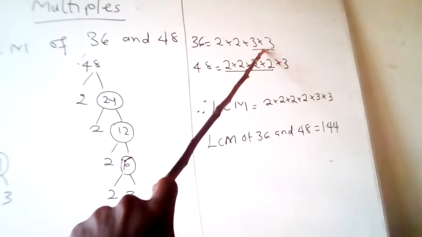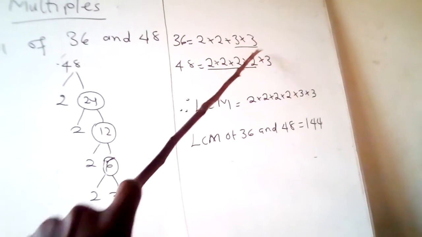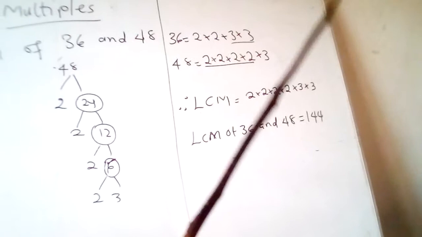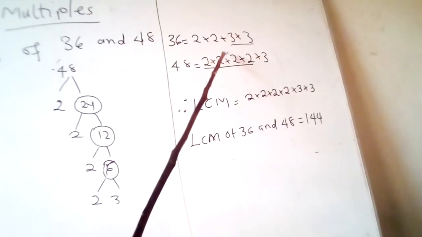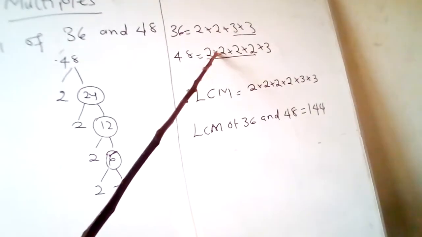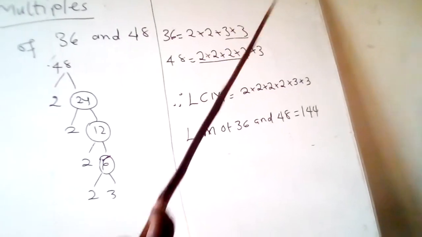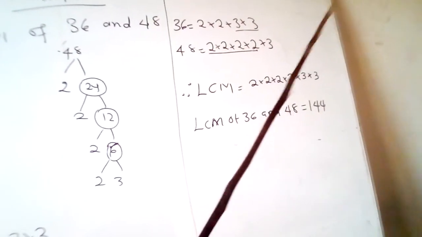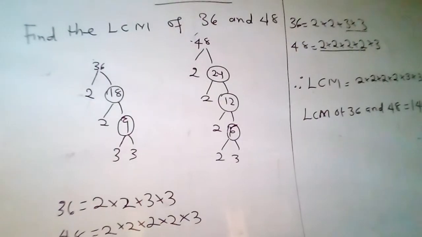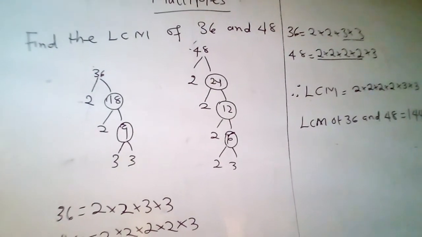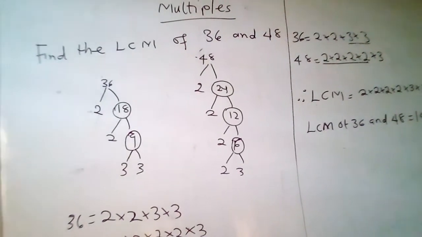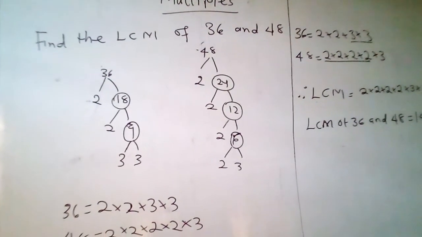So we will pick what? The 3s. So the highest one here is what? 3. So the LCM is 2 times 2 times 2 times 2 times 3 times 3, which is the 4 twos here, and then the 2 threes here. When you multiply them, you get what? 144. So you check to verify if 144 can be divided evenly by 36 and 48. If you get it, it means that your 144 is correct.